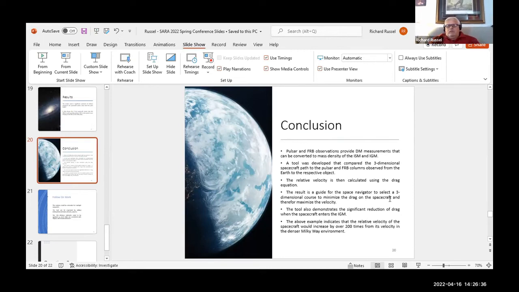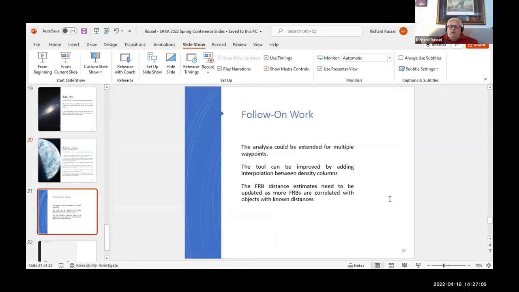You need to develop a tool that converts the FRB observations to density and relative velocity measurements. And then from that, you can plan trips inside the galaxy and outside the galaxy, and pick the best path to achieve the highest velocity based on density of the ISM using the data from these. Follow-on work.